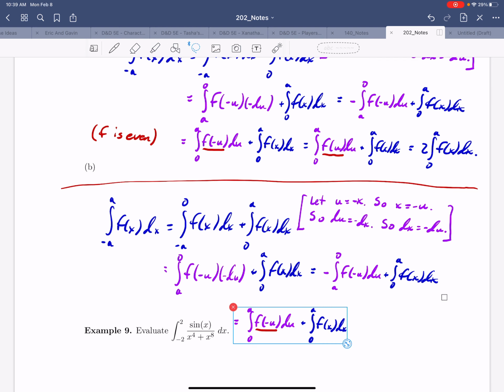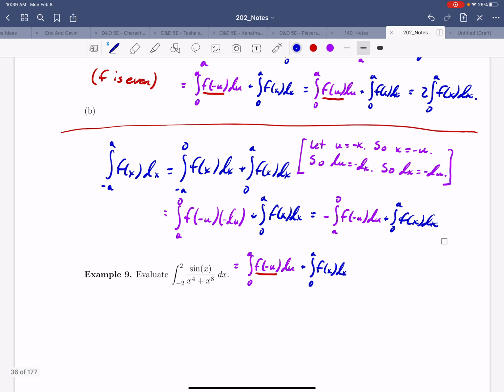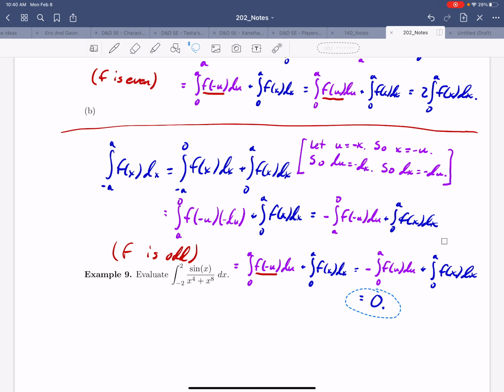But the difference here is that what is f of negative u, given that f is odd? It's going to be negative f of u. And again, whatever we call our variables, u, x at this point, it's the same thing because the expressions are the same and the bounds are the same, and this equals 0. Okay. All right. So that's how we get our final answers, right? That's how we've established those two identities.